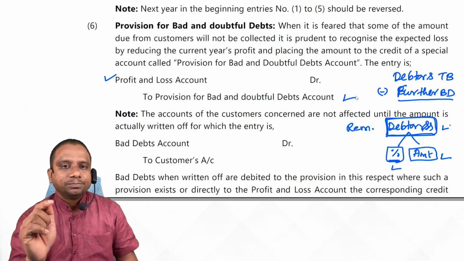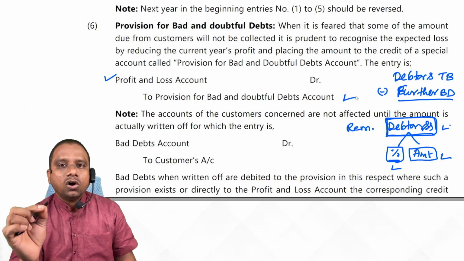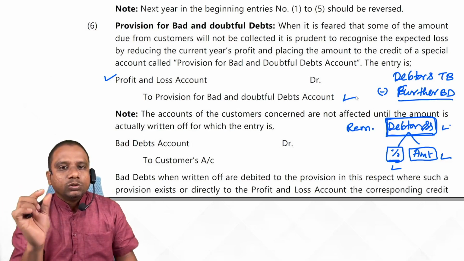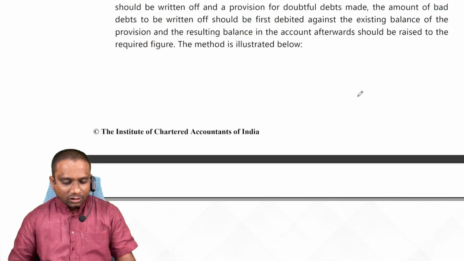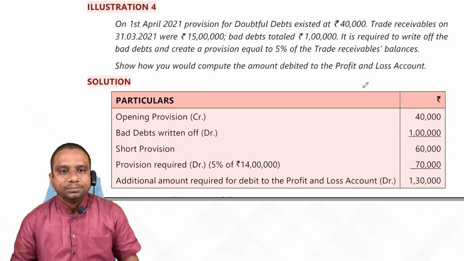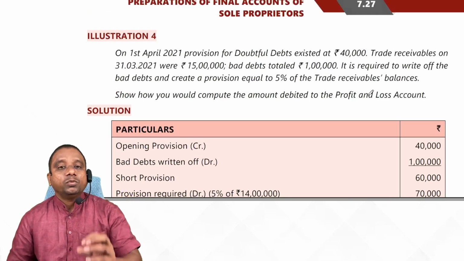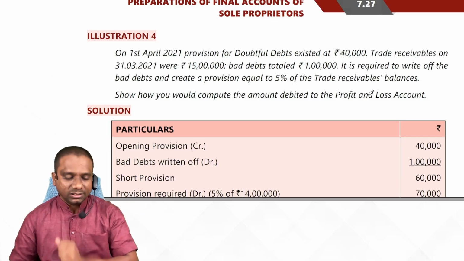Do remember, students, we are just creating a provision for doubtful debts. It is not an actual deduction from debtors. Do remember. Okay. Now look at one example. Try to understand provision for doubtful debts, and the provision for discount on debtors is similar to this.